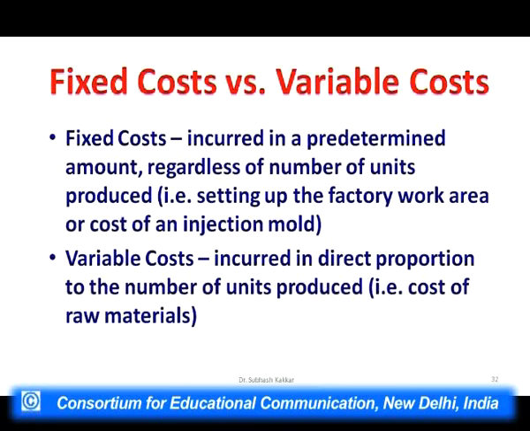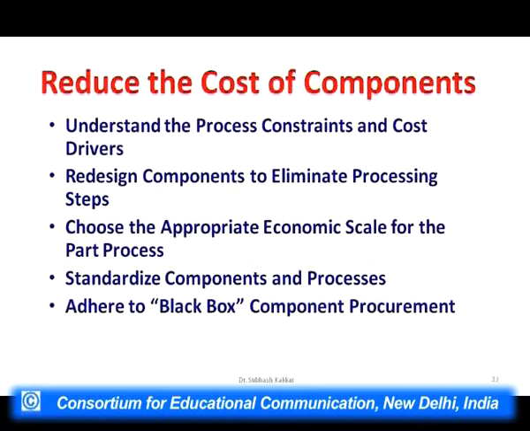Fixed costs are incurred in a predetermined amount regardless of number of units to be produced. That is setting up the factory, work area or cost of an injection mold. These are the fixed costs. Variable costs are incurred in direct proportion to the number of units to be produced, like cost of raw material, etc. Fixed cost and variable costs. Reduce the cost of components. How to reduce? Understand the process constraints and cost drivers.